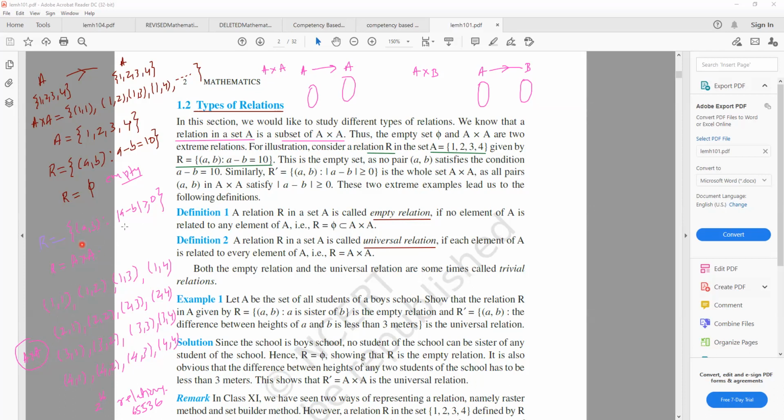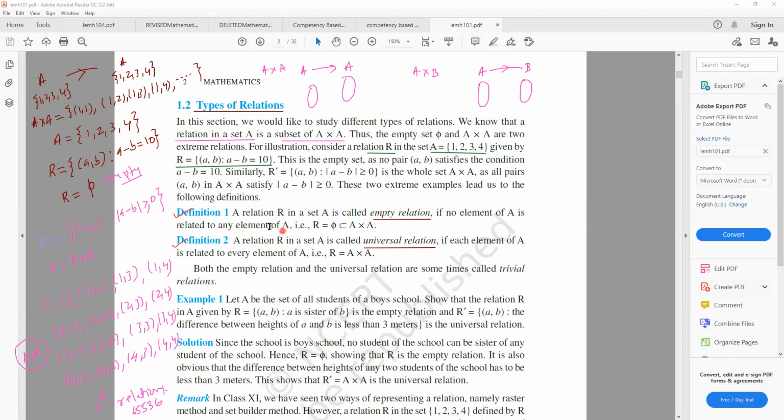That मतलब इस relation में A cross A पूरा का पूरा आएगा ना, पूरा all the 16 ordered pairs आएगा. That means A cross A fully आएगा. So that type of relation is known as universal relation. Got it? So that is the main thing. 2 points. One is empty relation, another one is universal relation.